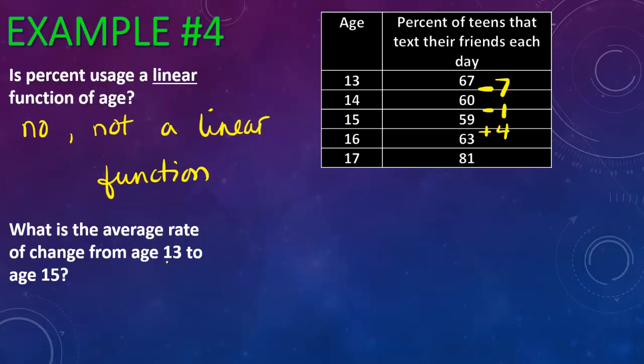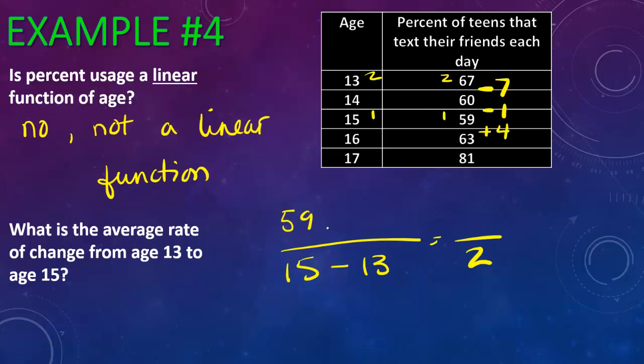So what's the average rate of change from 13 to 15? So again, we're going to have, let's do it differently. We'll do 15 minus 13 this time. That's going to be a positive 2. Since this was 1 and this is 2, I have to use this and that. So 59 has to be first minus 67. So that's going to come out to be a negative 12, which will give me an answer of negative 6. So negative 6 is your average rate of change.